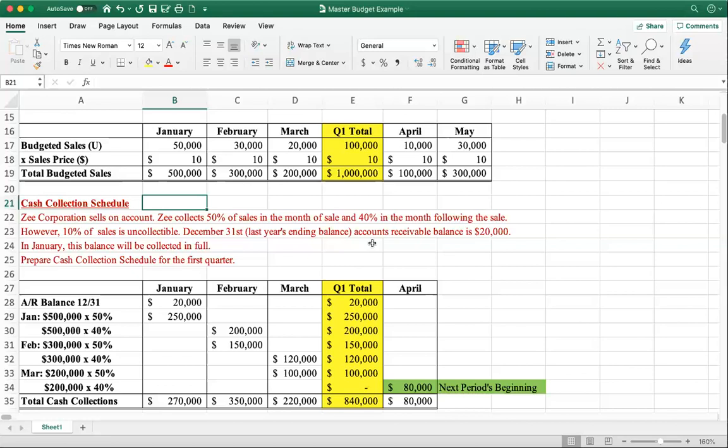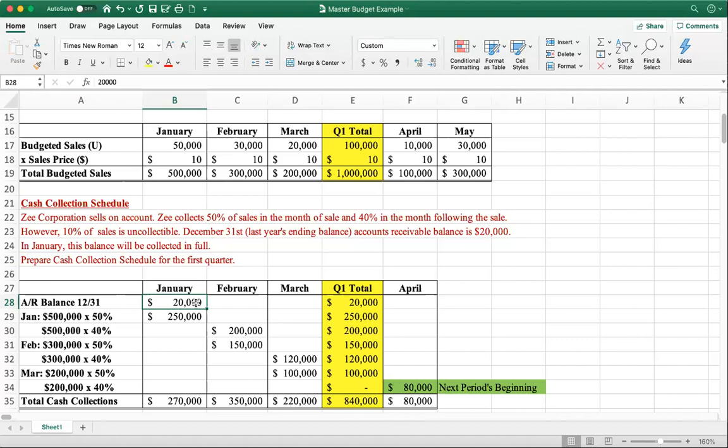So prepare cash collection budget. If you look here, we have 3 months of the quarter, January, February, March, in the first row, and then the accounts receivable balance on December 31st was $20,000 that you're going to collect. So this is all the collections you have. 20,000 you're going to collect.